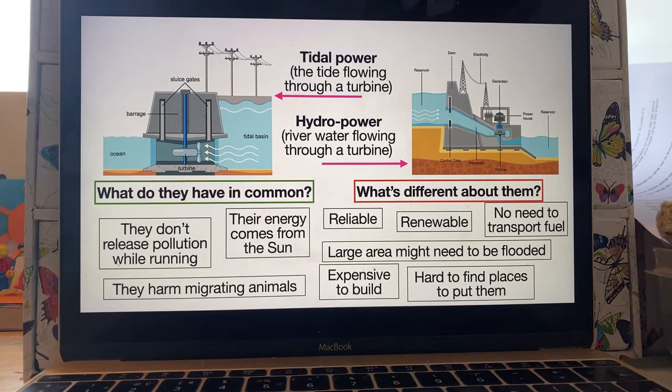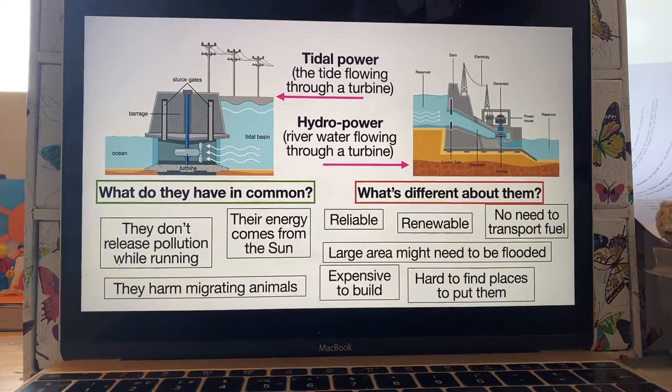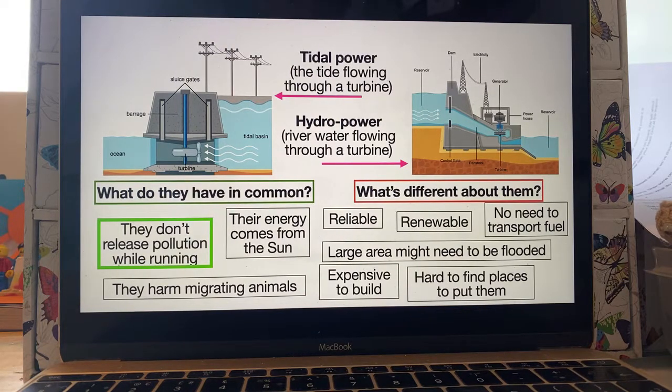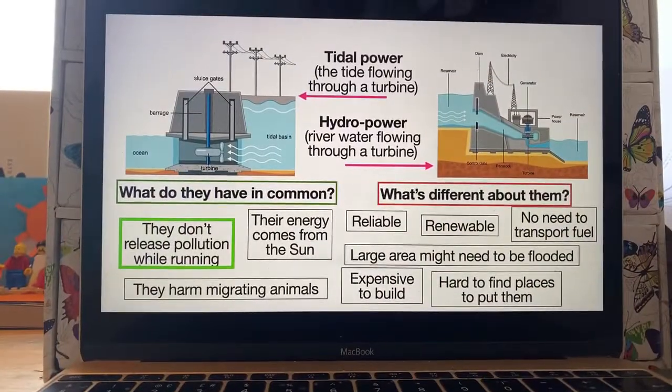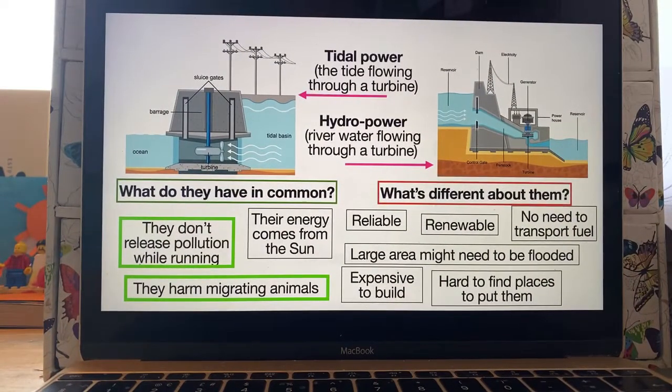Right, have you done it? Let's go through the answers. What do they have in common? Well, they don't release pollution while running. That is true of both of them. In fact, I should say, both these are particularly good in that area. They have a very low carbon footprint, you could say, both tidal and damming. So that's true. They both harm migrating animals.